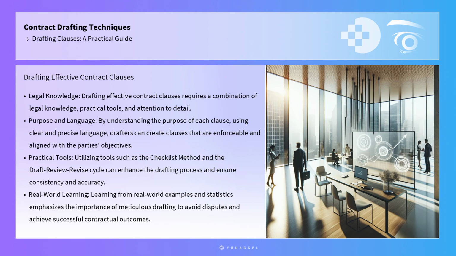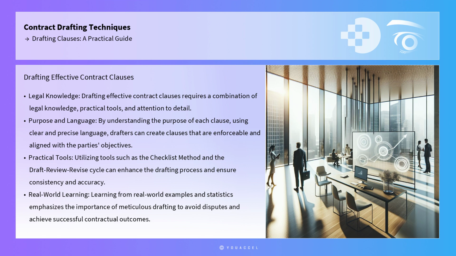In conclusion, drafting effective contract clauses requires a combination of legal knowledge, practical tools, and attention to detail. By understanding the purpose of each clause, using clear and precise language, and considering the legal framework, drafters can create clauses that are both enforceable and aligned with the parties' objectives.